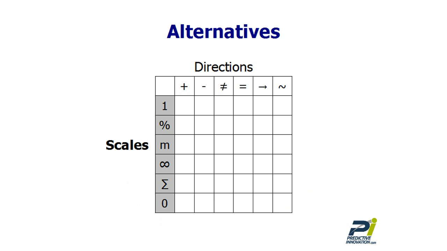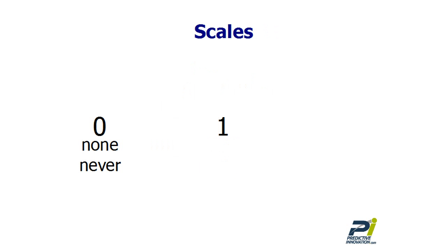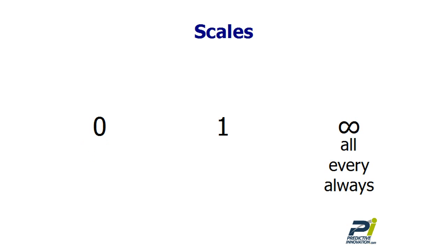The other side of the alternatives is scales. Directions deal with what things are and the way they change. Scales deal with measuring. The first measurement is existence. Does it exist? Is it true? One or single is the starting point. When there's only one, it is unique. The next scale follows from single. 0 represents none or never. Something doesn't exist. The other extreme is all, every, always.